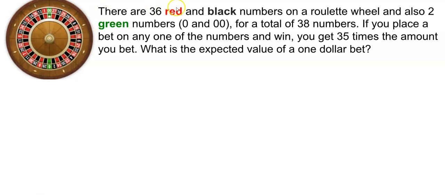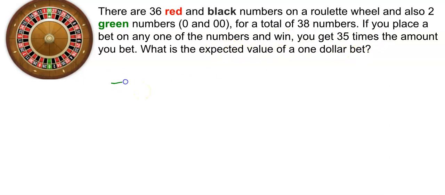So there are 36 red and black numbers. You can see that. There are 2 green numbers, for a total of 38 numbers. If you place a bet on one of the numbers and win, you get 35 times the amount you bet. What is the expected value of a $1 bet?